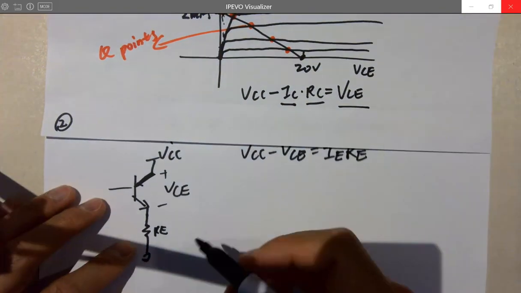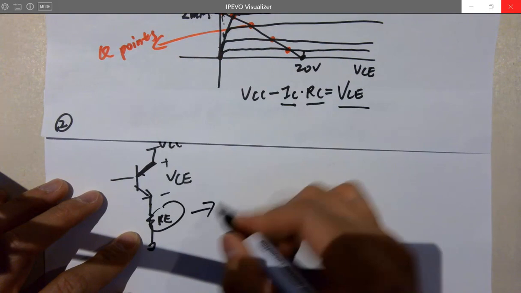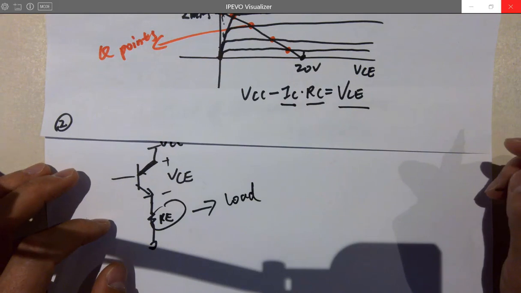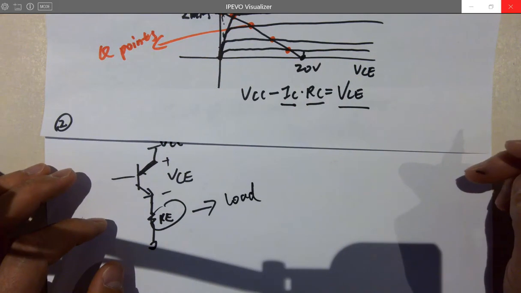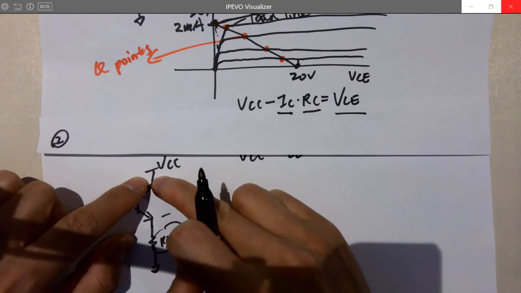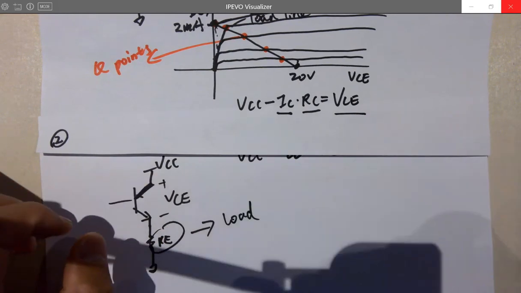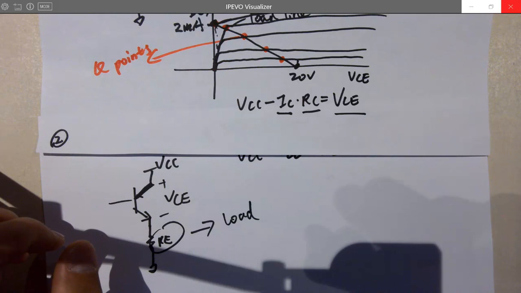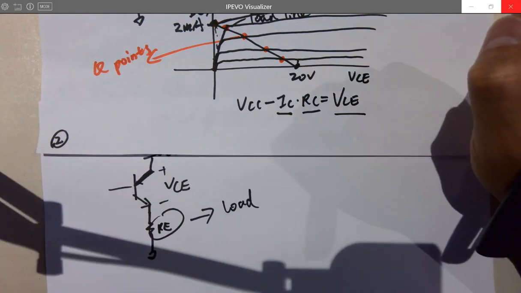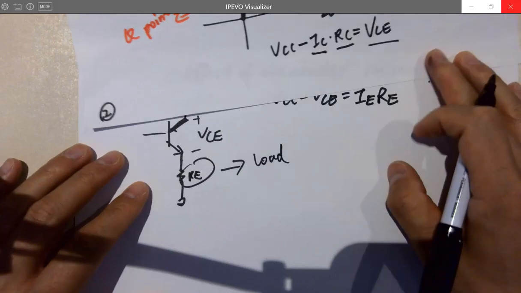So this time here, RE is a load. How do I know that? That's the only thing that has a resistance. Hey, the wire is a load. I just want to drive the wire. Looks cool. I want to heat it up. So that's the only load you have.